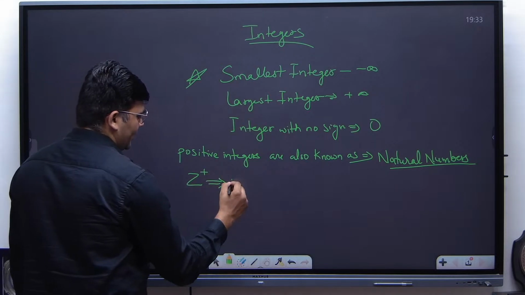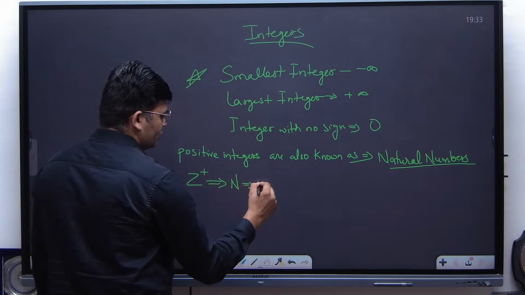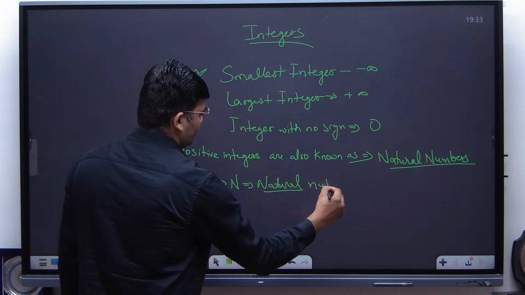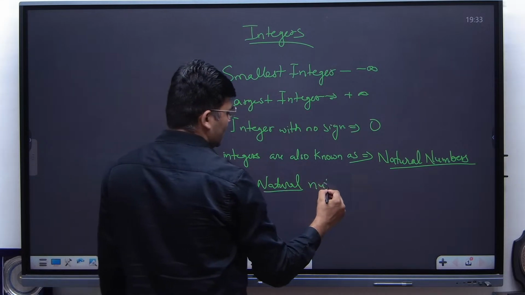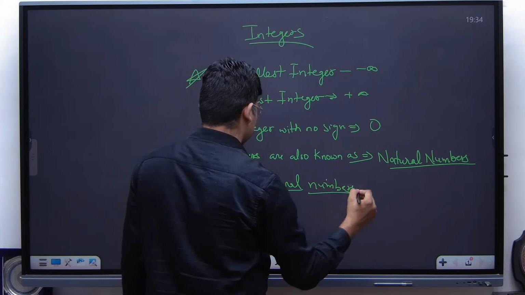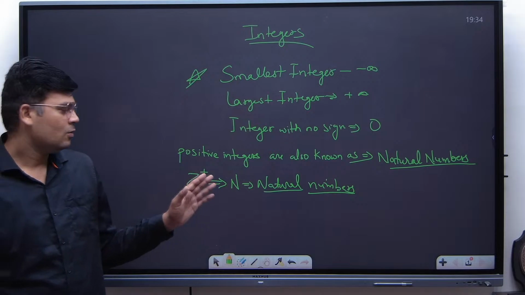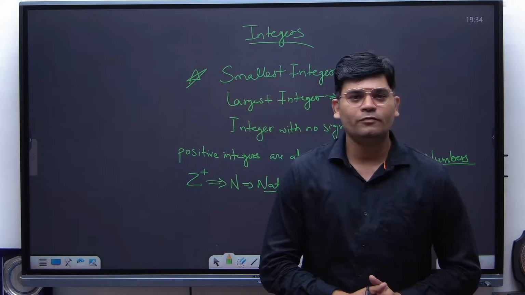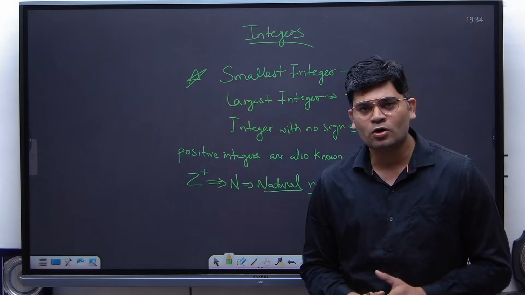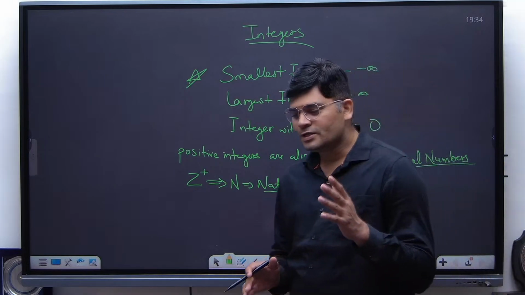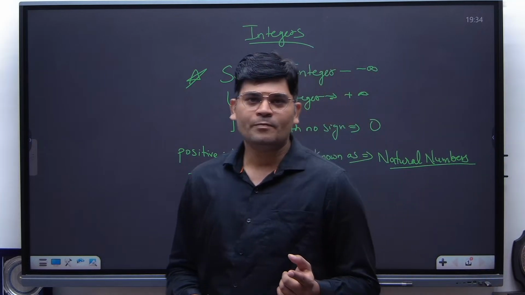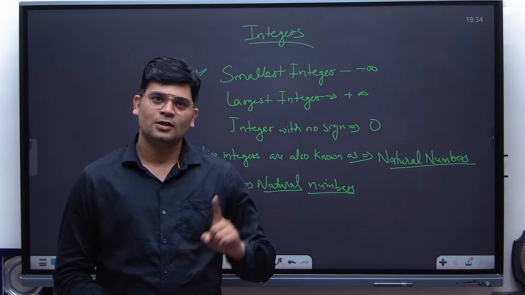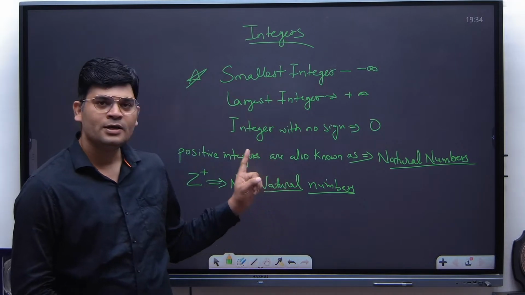All right. So integers can be represented as Z plus. Z plus means I am writing N. N stands for natural numbers. Natural numbers start from 1, and positive integers also start from 1. If you ever see in a book that you should consider the positive integers, that means they are asking you to consider natural numbers. Positive integers and natural numbers are the same.